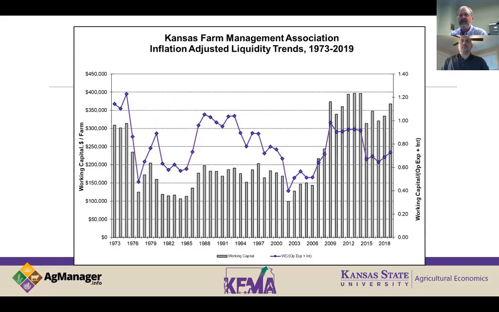That to assess or discuss it just in itself, level of dollars of working capital. In a given circumstance, you can understand what that means for a given farm, but across a range of farms, other than measuring some trends relative to some other factor, it's hard to make much of a statement about it. So a working capital ratio is very useful from that standpoint, and one that we like to use relative to assessing working capital is a ratio looking at working capital relative to operating expenses plus interest.